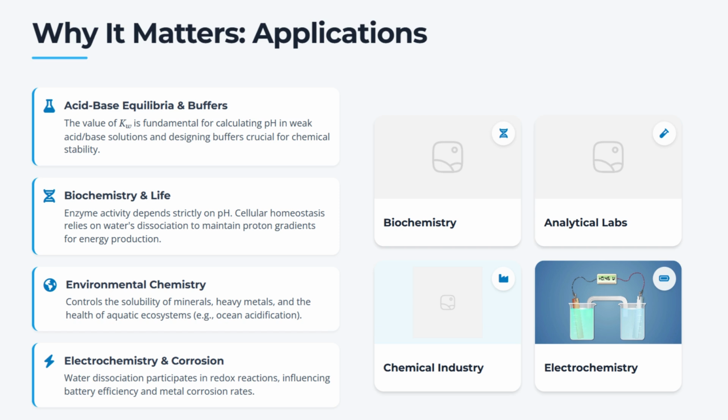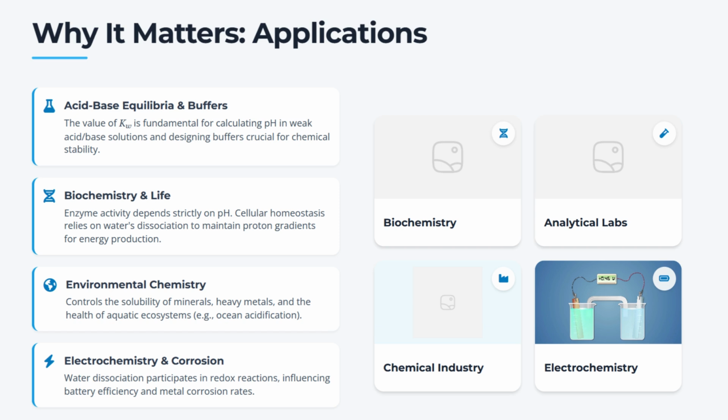B. Biochemistry and life. Enzyme activity in your body depends strictly on pH. Cellular homeostasis relies on water's dissociation to maintain proton gradients, which are essential for energy production. C. Environmental chemistry. This process controls the solubility of minerals and heavy metals and directly impacts the health of aquatic ecosystems, a key factor in issues like ocean acidification.